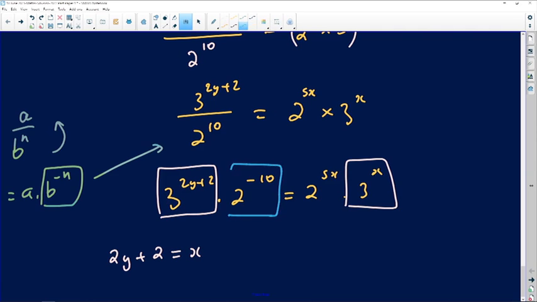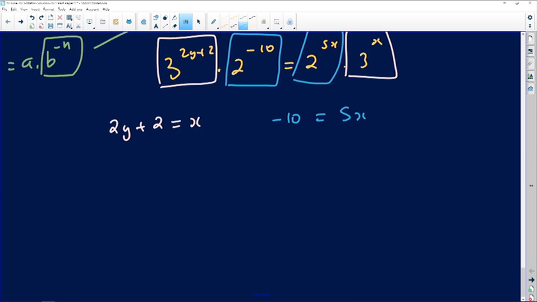Now, base 2 has to behave the same as well. So if you look at those bases, they are equal. So the only way this will be true is if negative 10 is equal to 5x. And from the blue equation, we can literally say, oh, well, x has to be negative 2. And then we can sub it on the left-hand side to figure out what y is going to be.